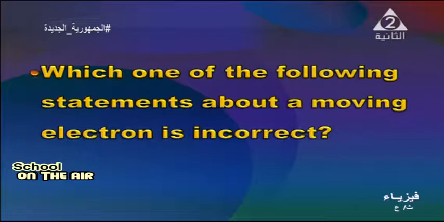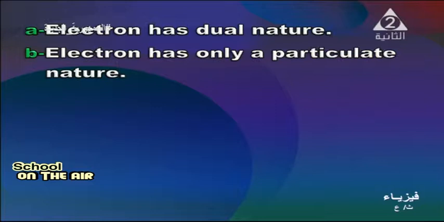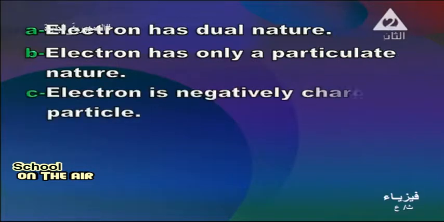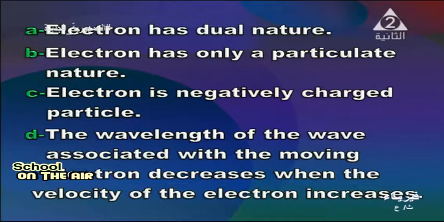Which of the following statements about a moving electron is incorrect? Electron has dual nature. Electron has only a particulate nature. Electron is a negatively charged particle. The wavelength of the wave associated with the moving electron decreases when the velocity increases. We want the one that is incorrect. Of course, it has dual nature, so the wrong one is electron has only a particulate nature.